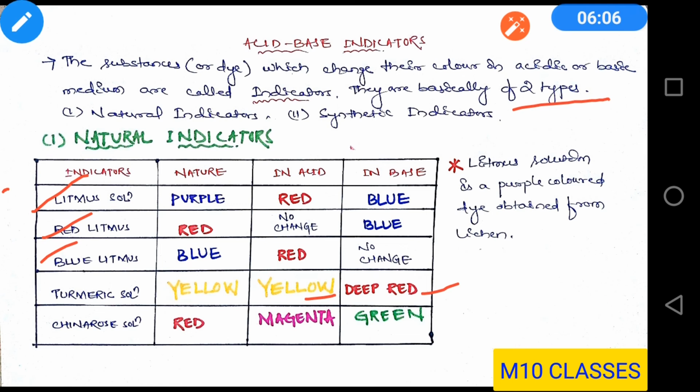China rose, red China rose, its solution is red in color, but its color in acid is magenta and in base it is green. And if somebody asks you what is the source of litmus solution, now this litmus solution is a purple color dye that I have already read. It is a dye obtained from lichens, so they are extracted from lichens.